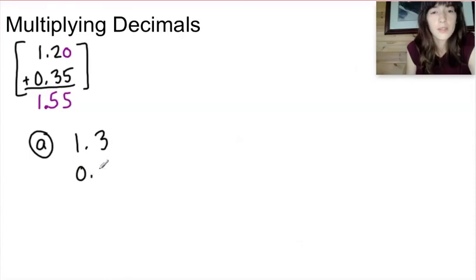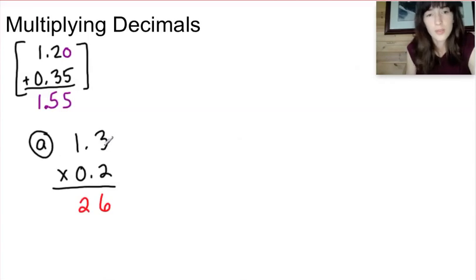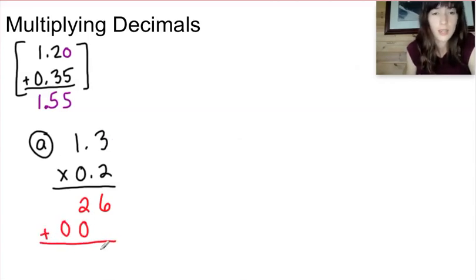So let's take 1.3 times 0.2. I'll multiply normally. 2 times 3 is 6. 2 times 1 is 2. I'll leave my space or add a 0. I usually leave a space. 0 times 3 is 0. 0 times 1 is 0. So that didn't really do anything. So I get 6, 2, and 0. Count your spaces. There are 2 digits behind my decimals. So I have to start from the back and move my decimal to the left 2 times. So my final answer should be 0.26.